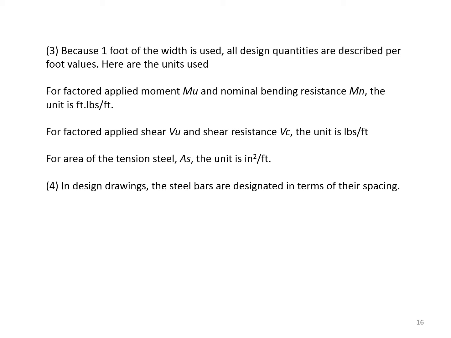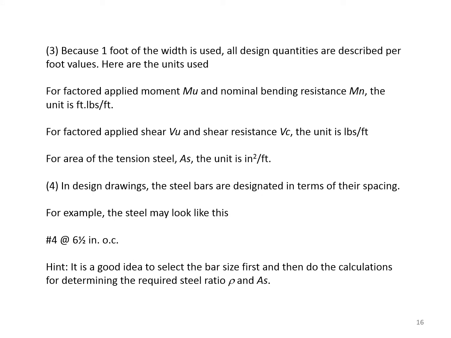Number 4. In design drawings, the steel bars are designated in terms of their spacing. For example, the steel may look like this: number 4 at 6.5 inches on centers. It is a good idea to select the bar size first and then do the calculations for determining the required steel ratio rho and the area of steel As.